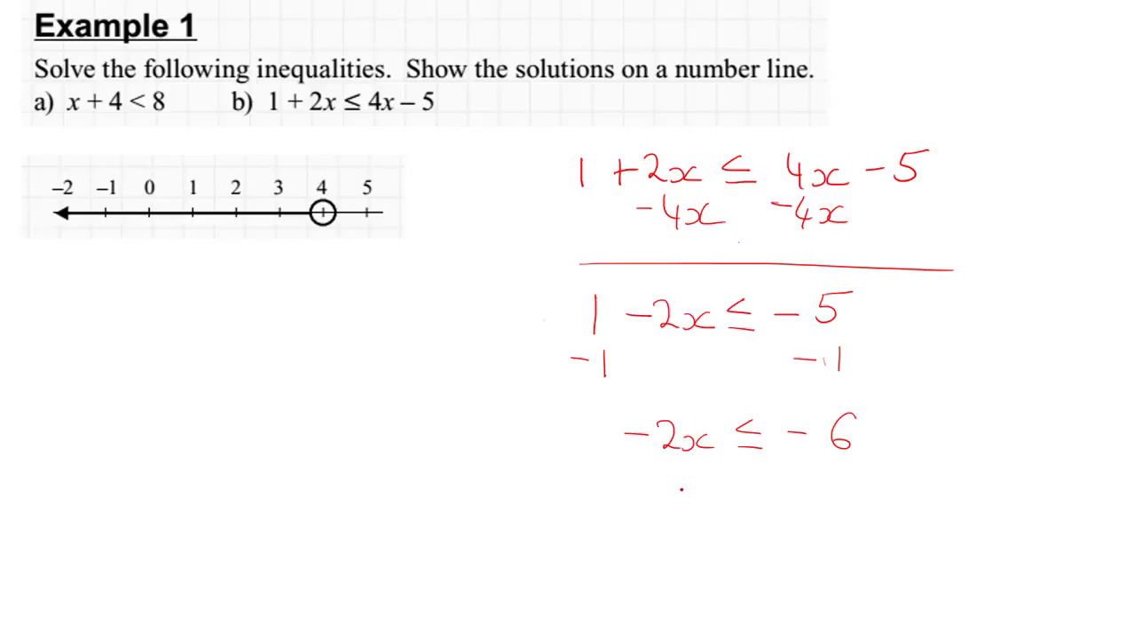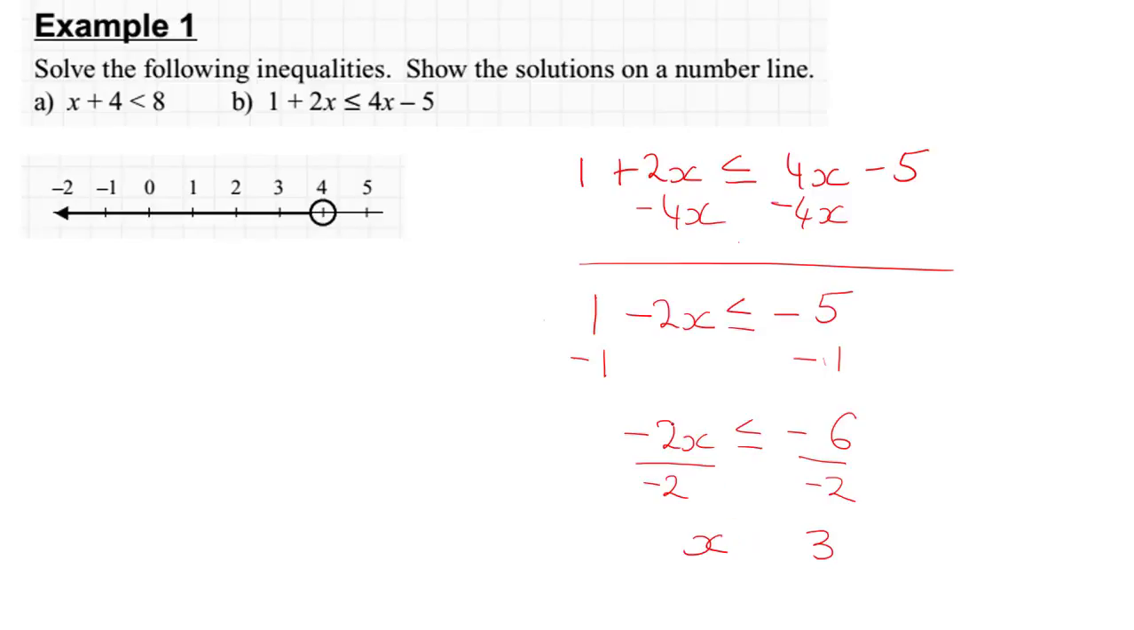Now, when you get here, you then do the same thing. You're going to need to divide both sides by negative 2. Divide both sides by negative 2. Right, so negative 2 divided by negative 2 is 1. So I've got x on this side. I will leave the sign for a minute. Negative 6 divided by negative 2 is going to be 3.